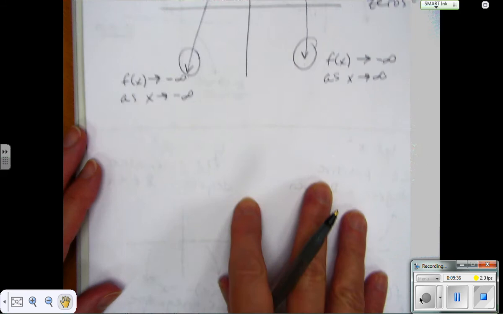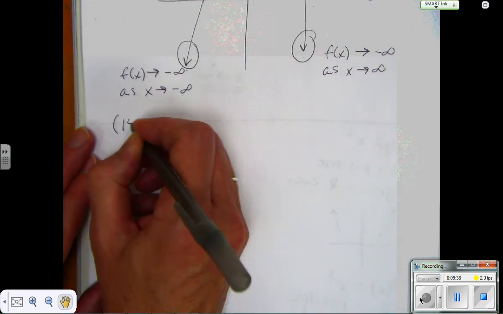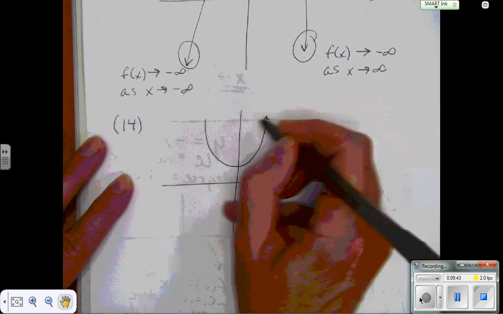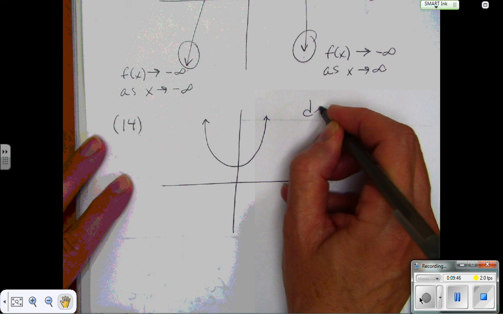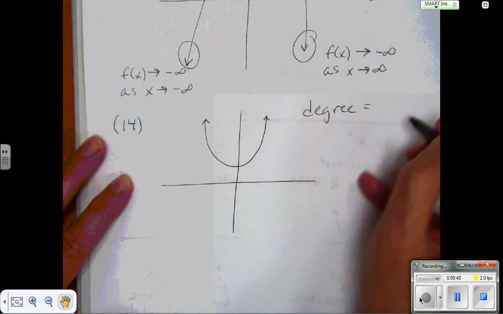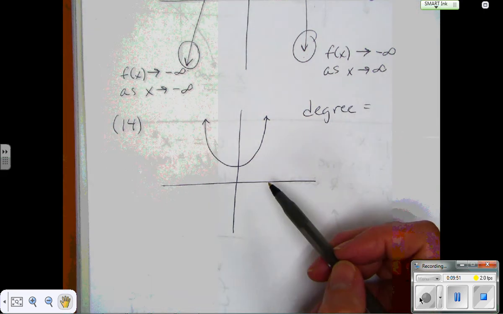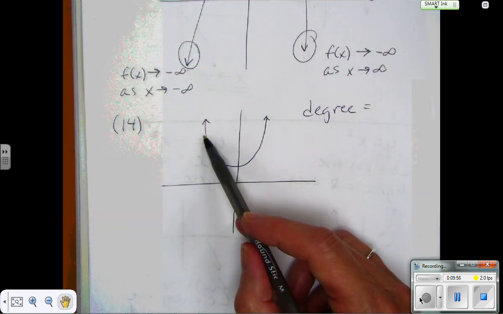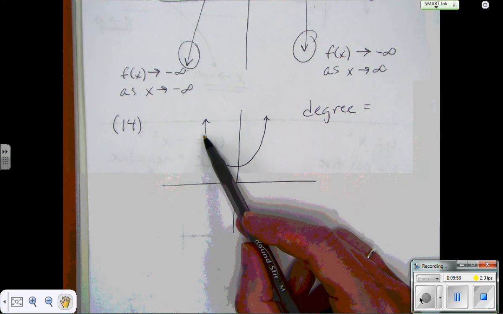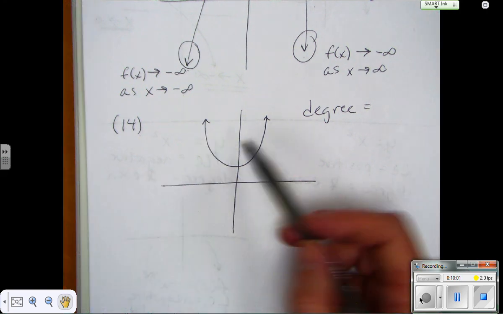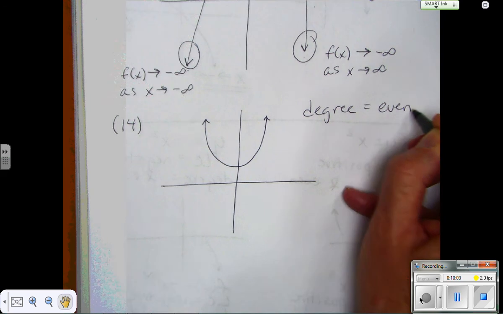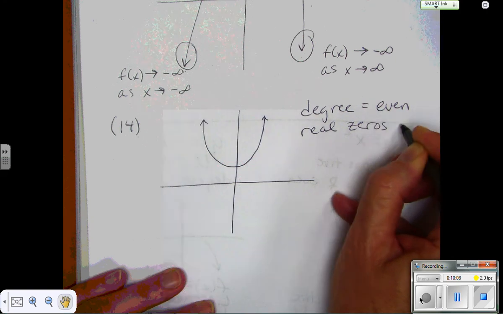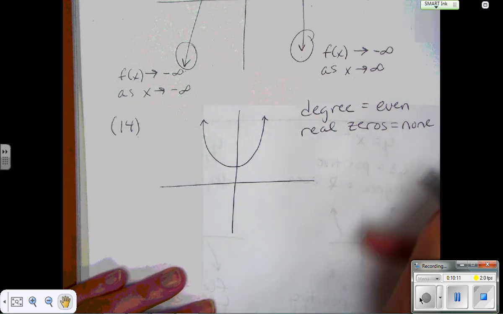Okay, so let's look at 14. Here's your graph. Okay, the degree here. Just to recap what we talked about in the first video, if the ends are both going the same direction, it's an even degree. If the ends are going opposite directions, it's an odd degree. So this degree is even since they're both going up. And then real zeros means how many times does it cross the x-axis? None. There are no real zeros.